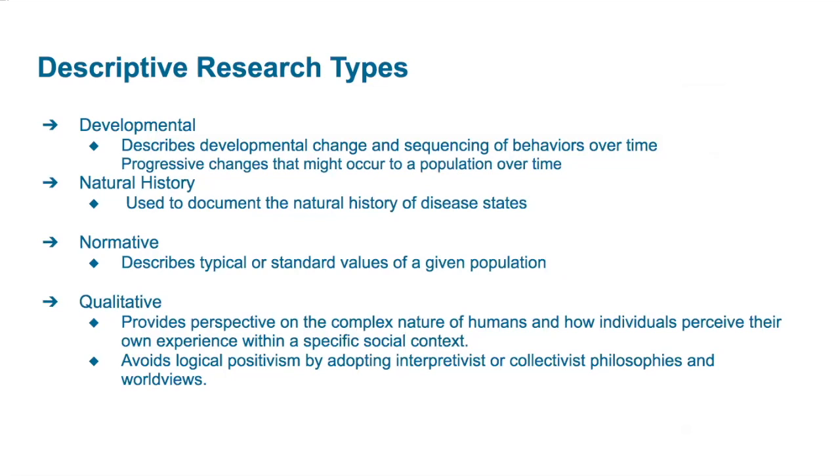There are different types of descriptive research. There's developmental, which is describing the developmental change and sequencing of behaviors over time, the progressive changes that might occur to a population over time, for example. Natural history, you might use this type of research to document the history of disease states. That's a lot of observational and looking back at data, okay? Normative might describe typical or standard values of a given population.